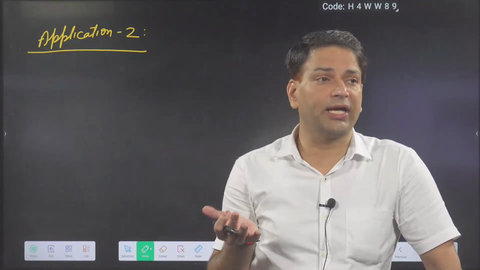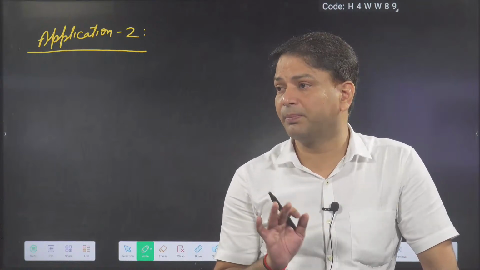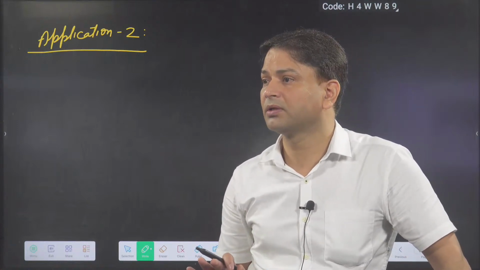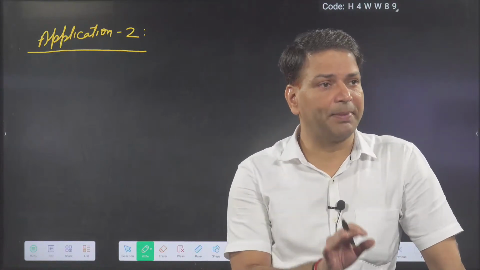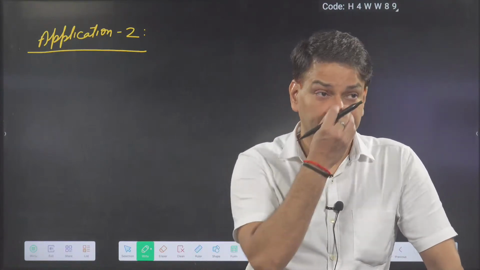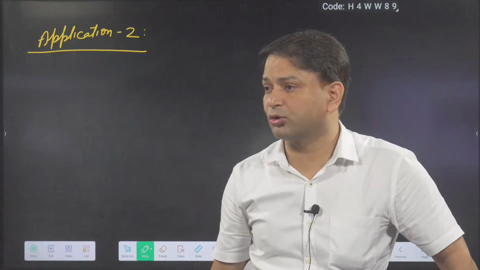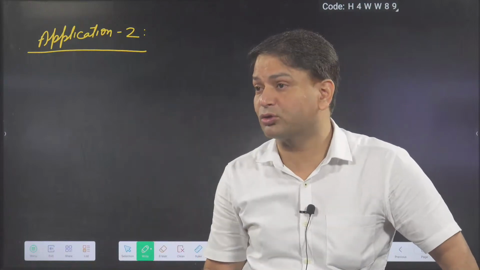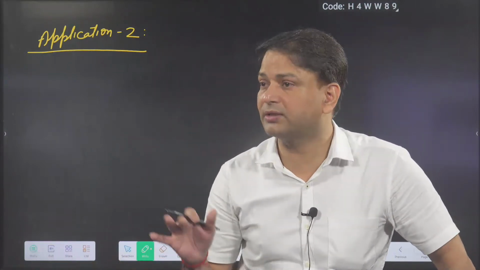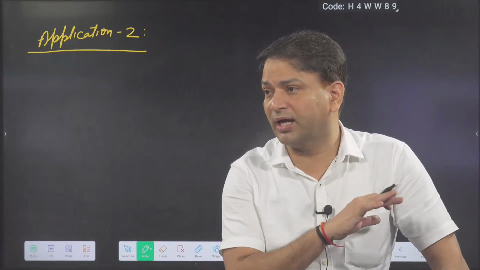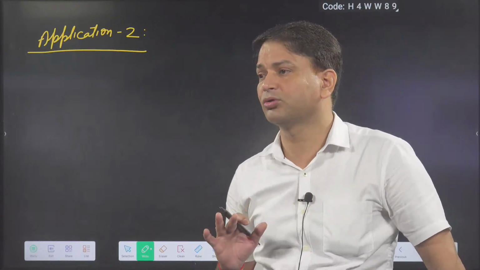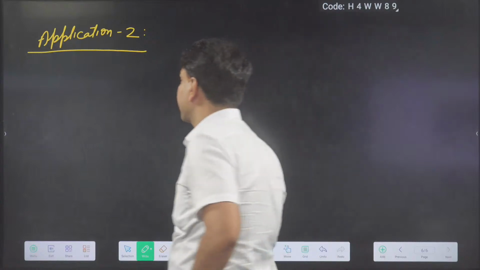But one thing I know, that the time period of a simple pendulum depends upon the length and g. But I don't know whether it is directly proportional to L, or to L square, or to root L. That we don't know. So that relation we can get by using dimension. So the second application is this.